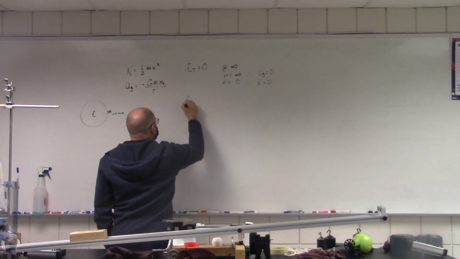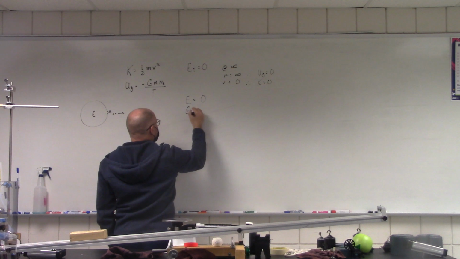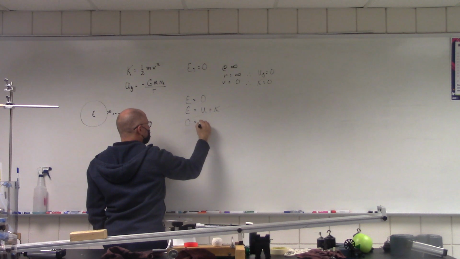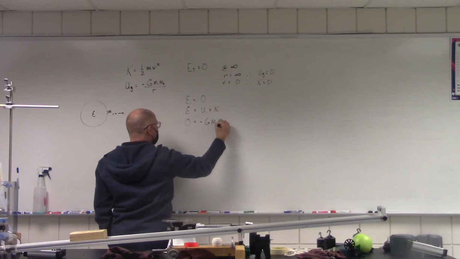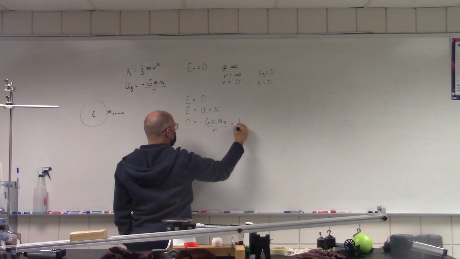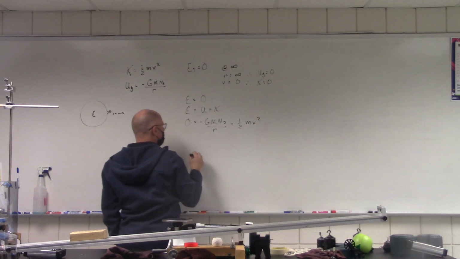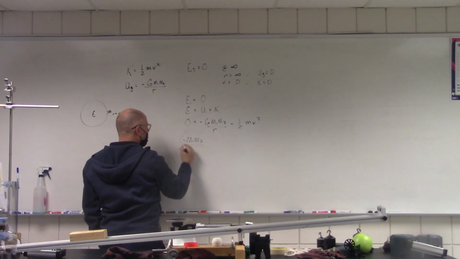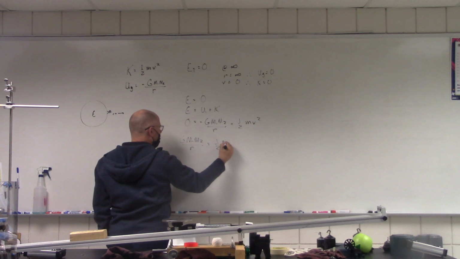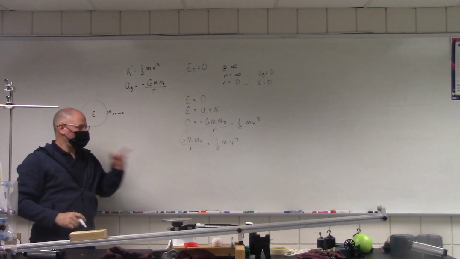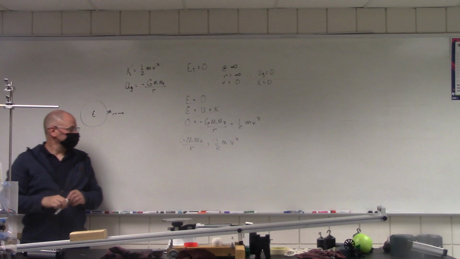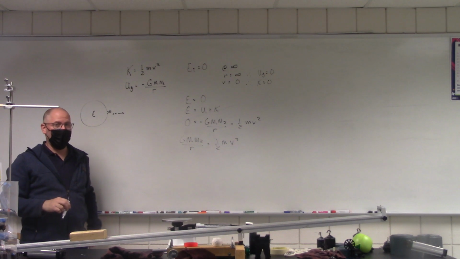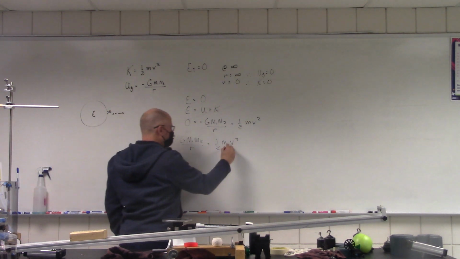And then if I want to say that that equals 0 and that is equal to U plus K, so 0 is equal to negative G m1 m2 divided by r plus 1/2 m v squared. Add this term to both sides, we end up with G m1 m2 divided by r is equal to 1/2 m v squared. Now, which m is this? You can just talk out loud. Cool. So m of the ball, right? So that's m2 in this case.